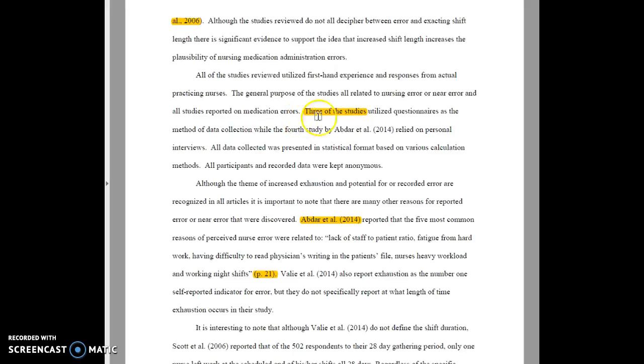In this particular example, the student has stated that 3 of the studies utilized questionnaires as the method of data collection, while the 4th study by Abdar et al. 2014 relied on personal interviews. So although the 3 studies are not listed here, the 4th study is, and that's fine. Since you're only using 4 studies in this paper, I can determine the other 3. So as long as it's somehow denoted what studies you're talking about, this is one way that you can do it. Okay.